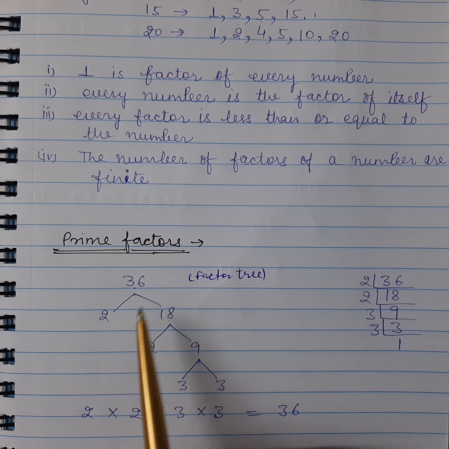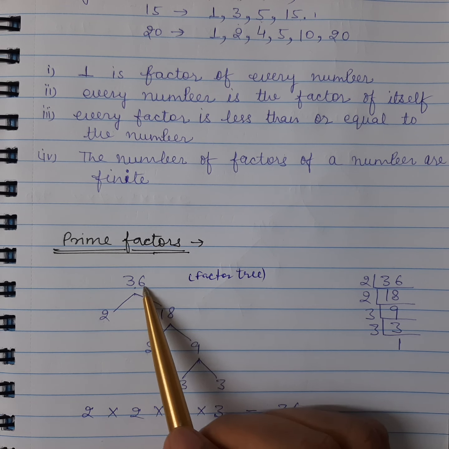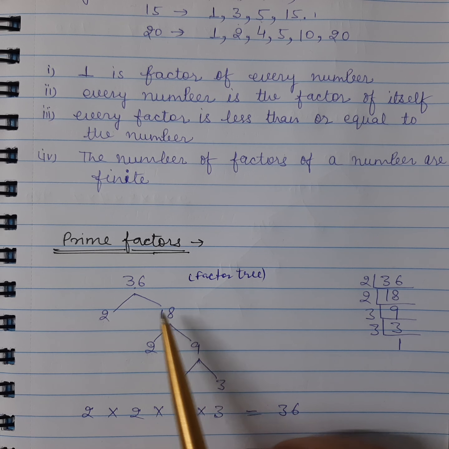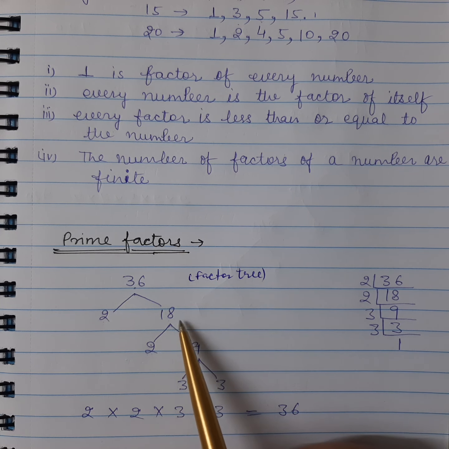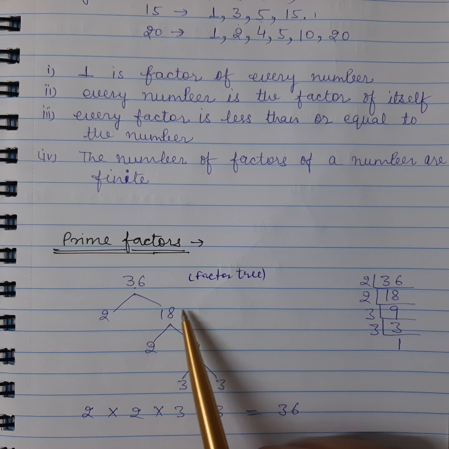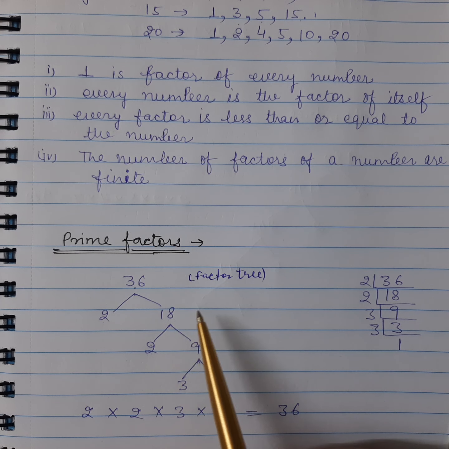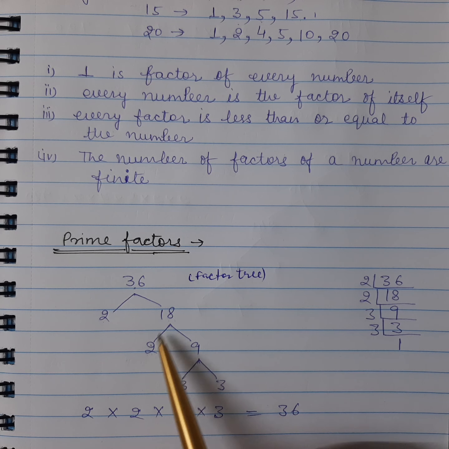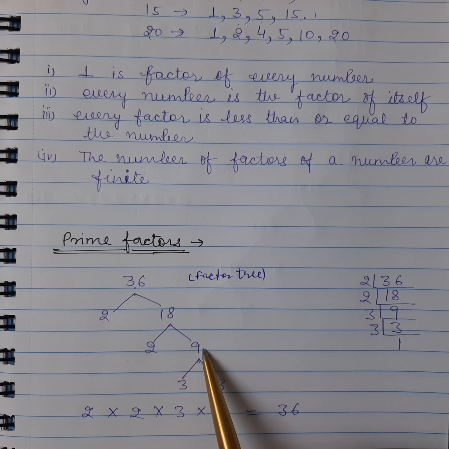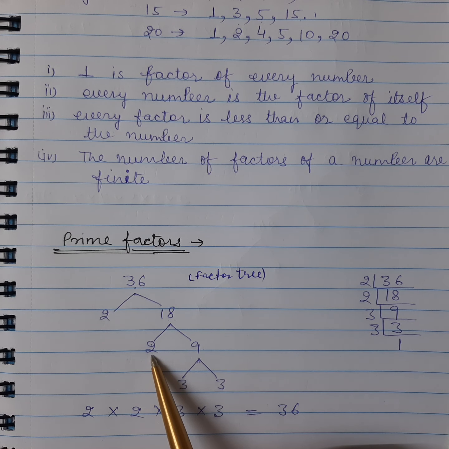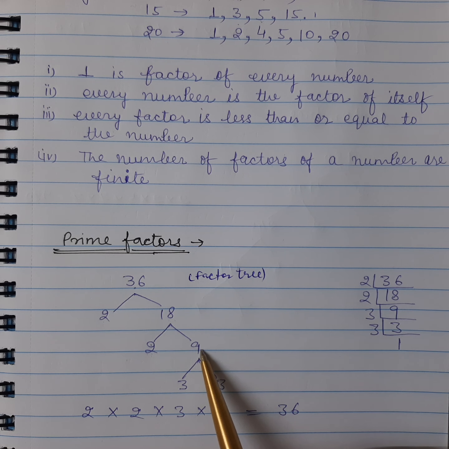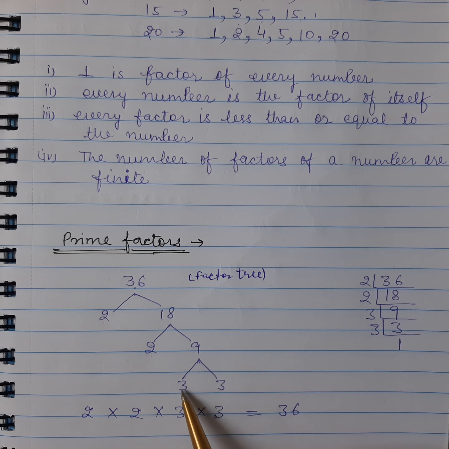So let's understand once again. We can write 36 as 2 multiplied by 18. 2 is a prime number, 18 is a composite number, so we can further divide 18 into 2 multiplied by 9. Here 2 is a prime number and 9 is a composite number. 9 we can further divide into 3 into 3, both of which are prime numbers.